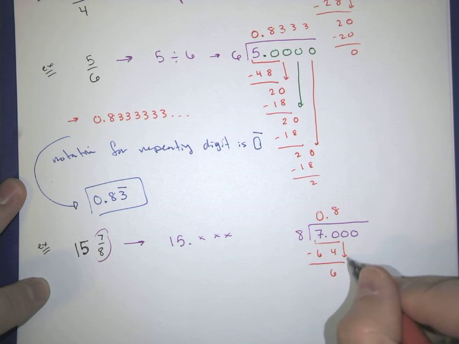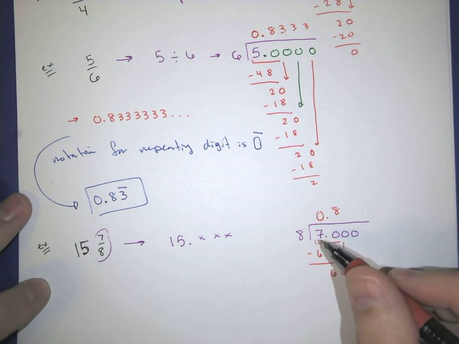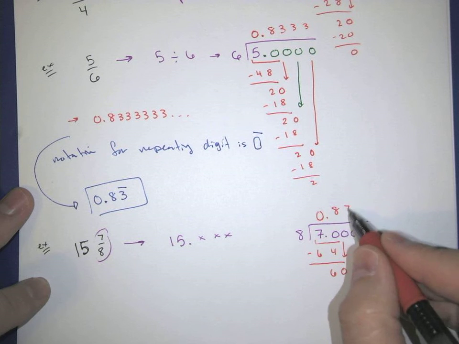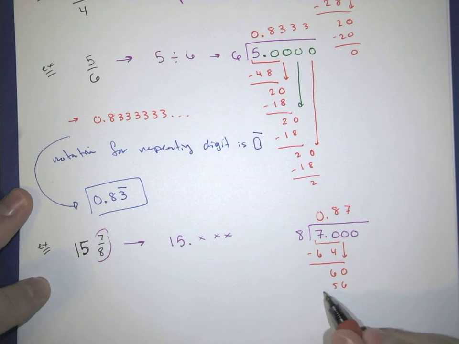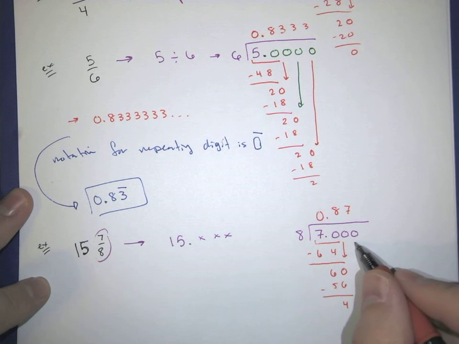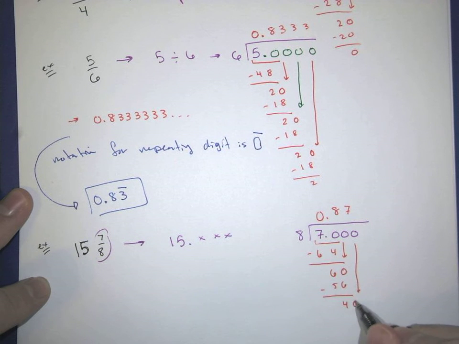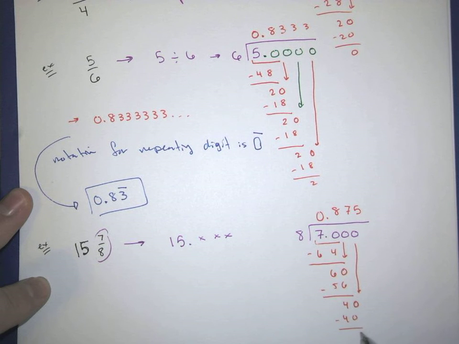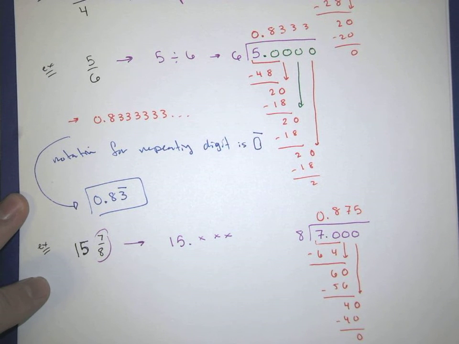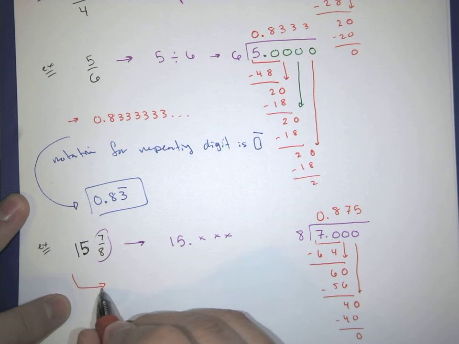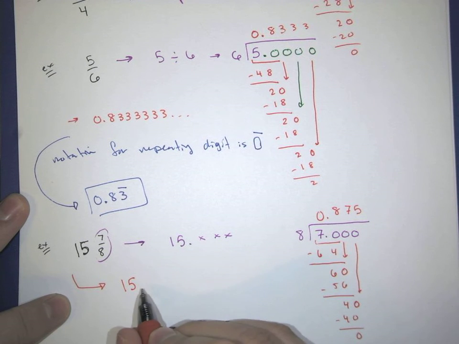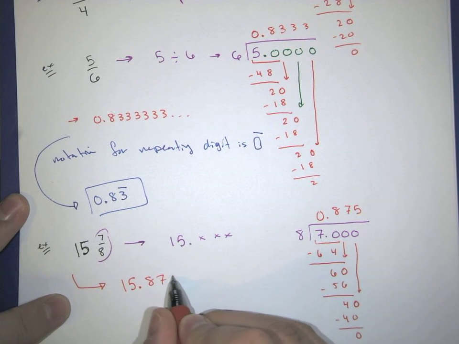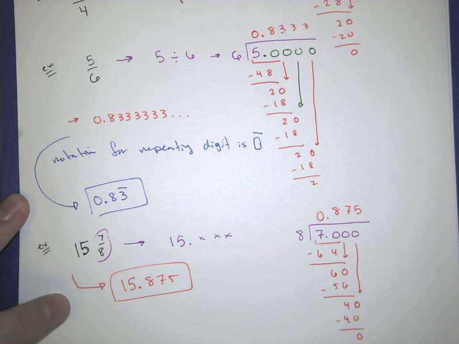Subtract that would leave us with 6, so then the 0 comes down as 60. 8 times 7 is 56. We'll see how far this goes. So if we're getting different numbers, 0 comes down as 40. 8 goes into 40 evenly 5 times. So this is 3 decimals deep. It goes into the thousandths place. 0.875 is 7/8. That conceptually, I hope, makes sense. And so all we're going to do is leave the 15 where it is, and then we'll include our decimals, 0.875. And that's that.